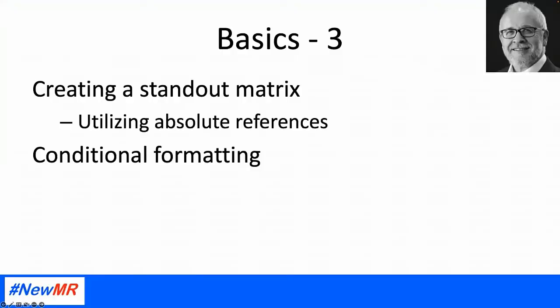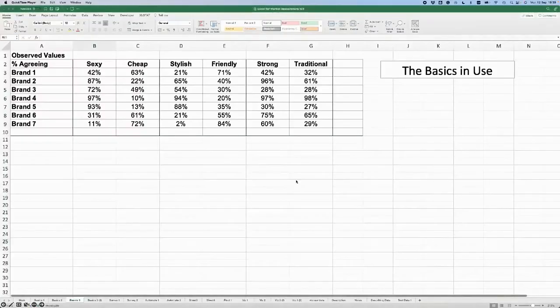And the final bit of basics is going to be using absolute references in a slightly more complex way and introducing conditional formatting. In this final basics example, we're going to look at some more use of absolute references and also conditional formatting. So here's a matrix of data which is quite typical to the research industry.